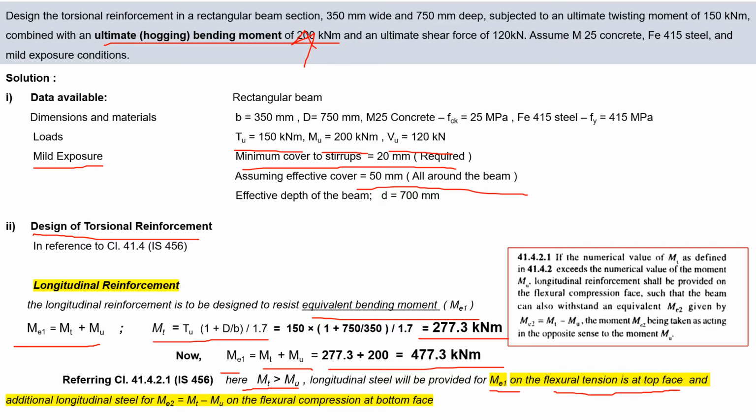So accordingly we have to decide the additional longitudinal reinforcement, which will be equal to ME2, where ME2 is equal to MT minus MU. Because MT is greater than MU, we are subtracting and getting the balance bending moment. That balance bending moment needs to be taken into consideration for designing the additional steel, and this additional steel will need to be provided on the flexural compression side. So in this particular numerical, at the top is flexural tension and at the bottom there is flexural compression.